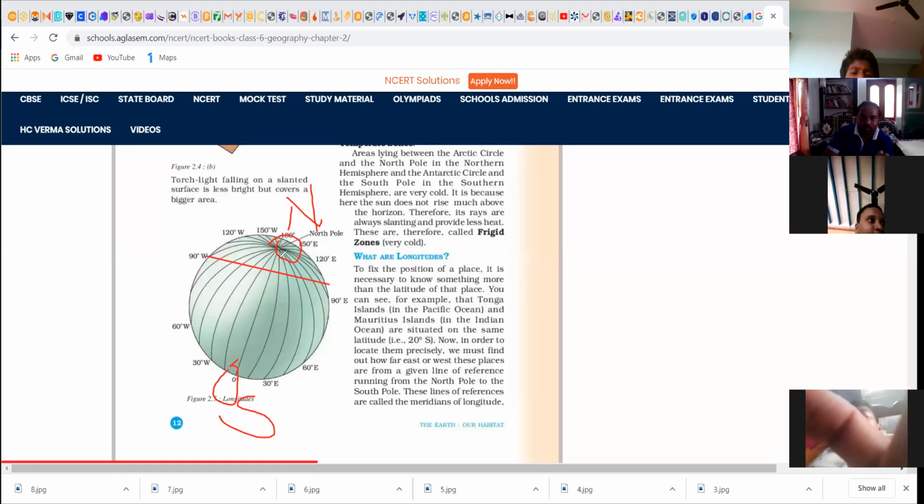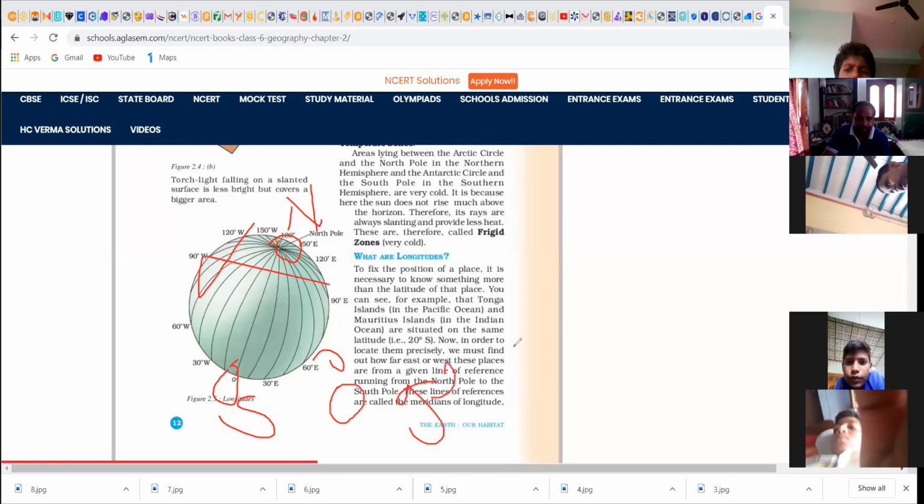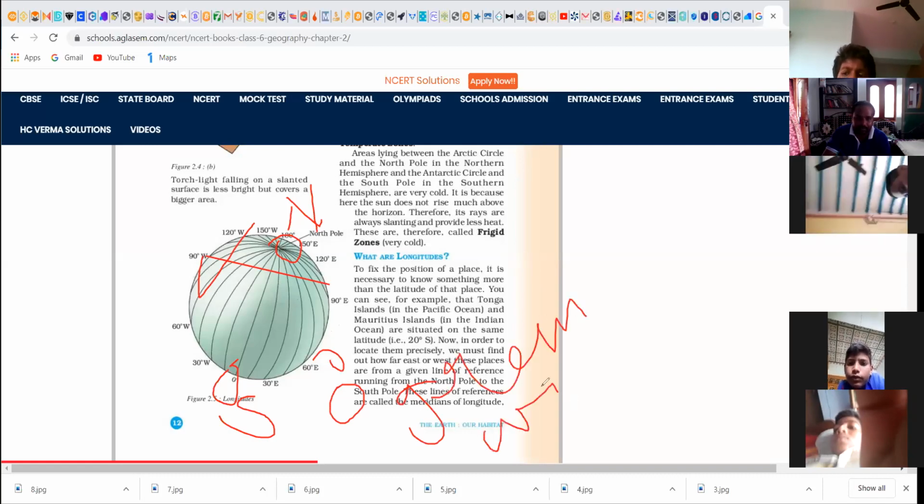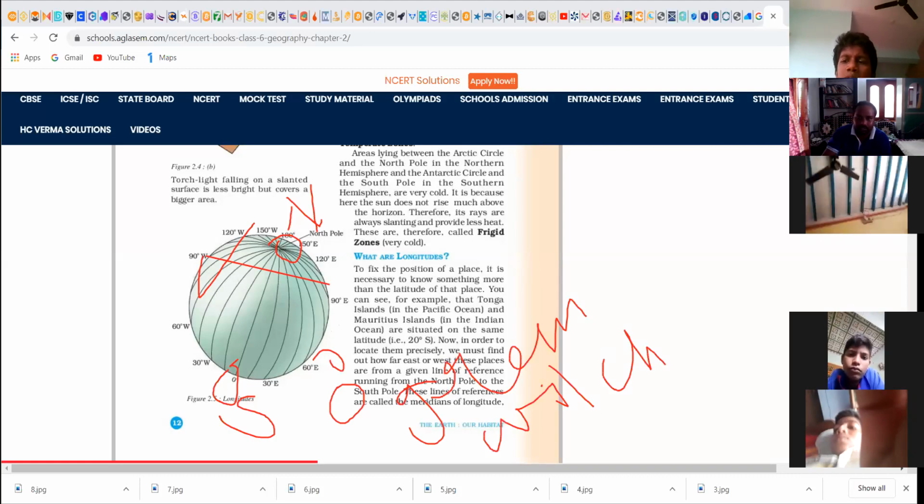Latitudes don't have any longest longitude, whereas only this latitude has the highest length, that is the equator. But among these lines, the important one is Greenwich, that is 0 degrees. So Greenwich is a very important one, and based on this, the time zones are calculated.